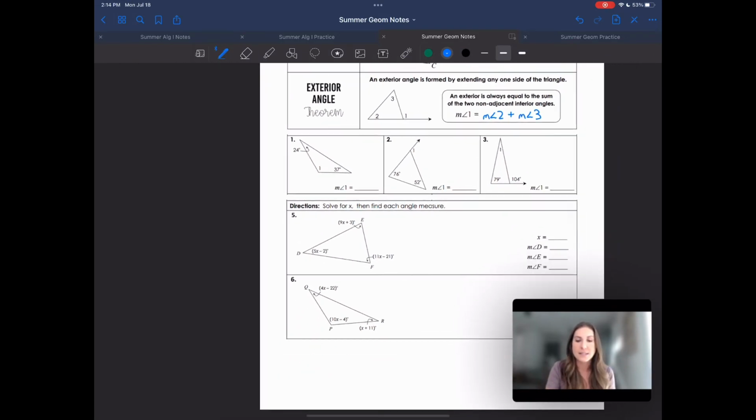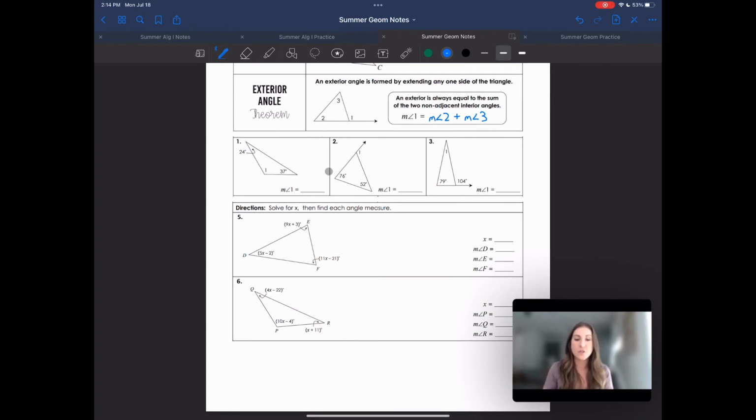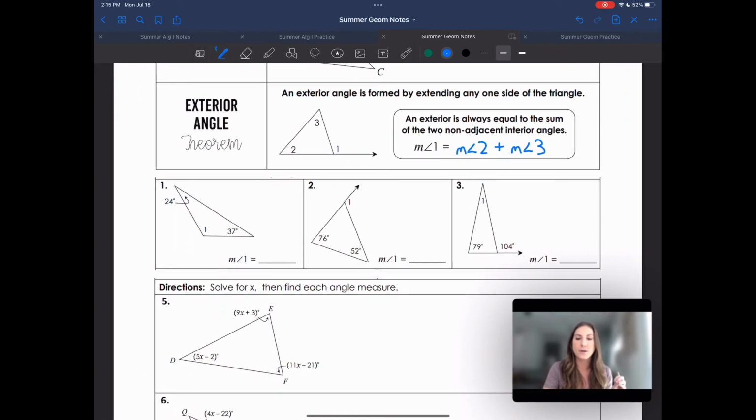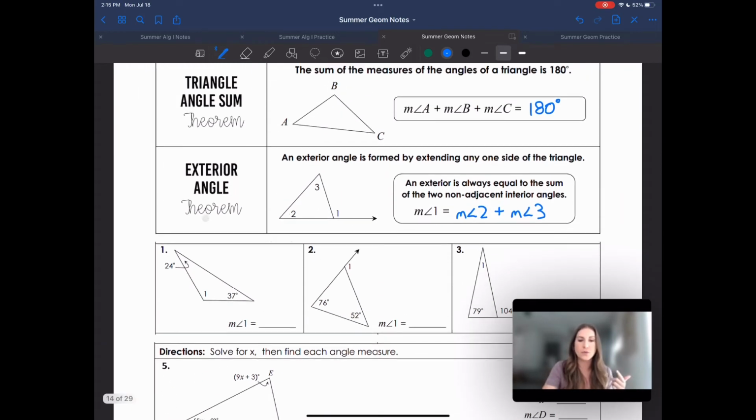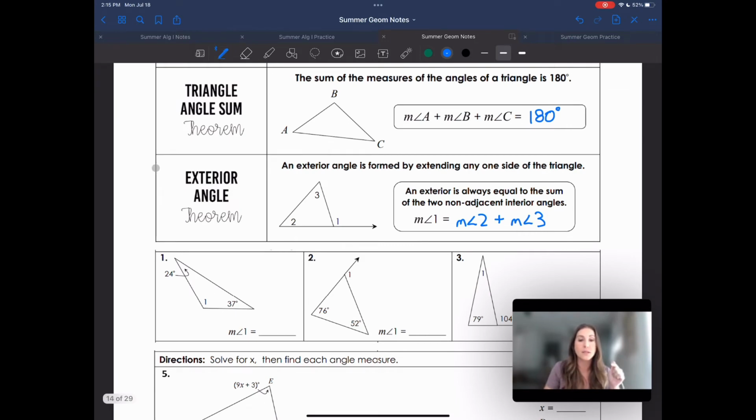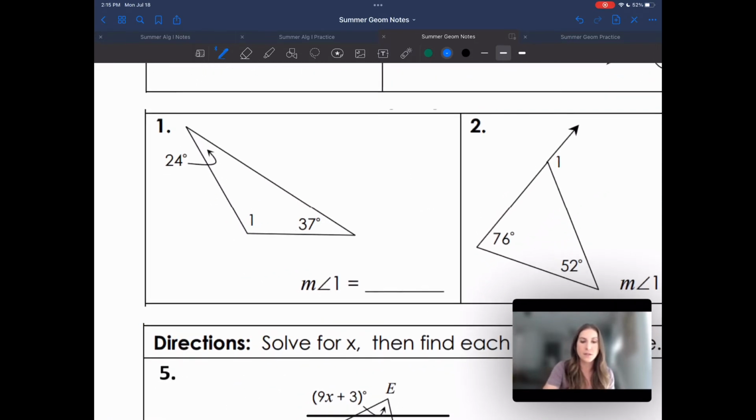All right, now the rest of these are just practice problems using those theorems. I will say 5 and 6 are a little bit more of a bonus round, so stick around for those if you do want to try them. But let's definitely cover 1, 2, and 3. So number 1, we're going to use the triangle angle sum theorem to answer it. So let's take a look at number 1.